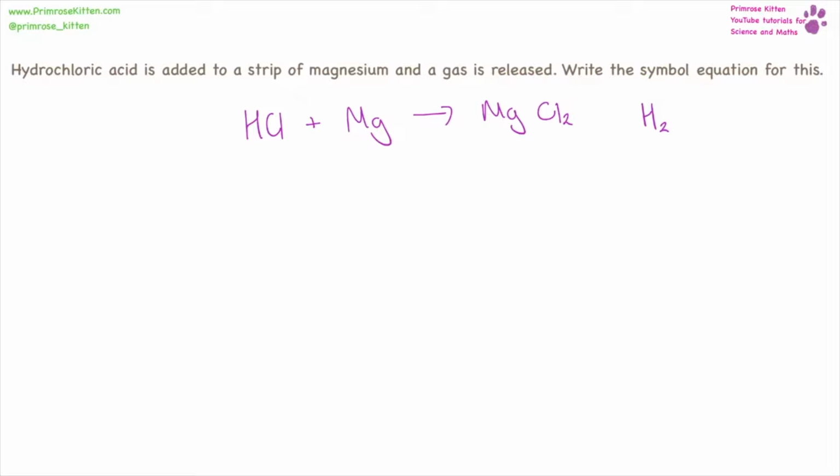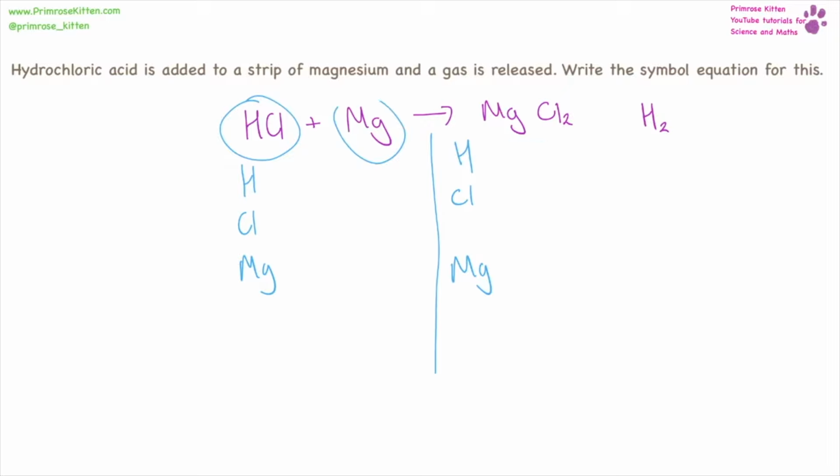So to balance our equation, we draw a line down the middle, list what we have: hydrogen, chlorine, magnesium, hydrogen, chlorine, magnesium. It is really going to help you if you keep things in the same order. Circle the compounds that we have. List the numbers of things. So we have 1 hydrogen, 1 chlorine, 1 magnesium, 2 hydrogens, 2 chlorines, 1 magnesium. So you can see straight away we need some more hydrogens and some more chlorines.